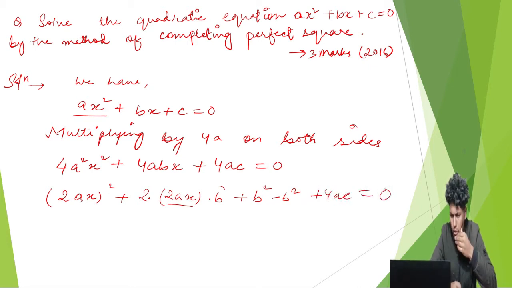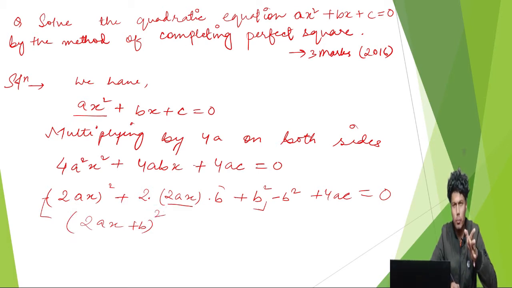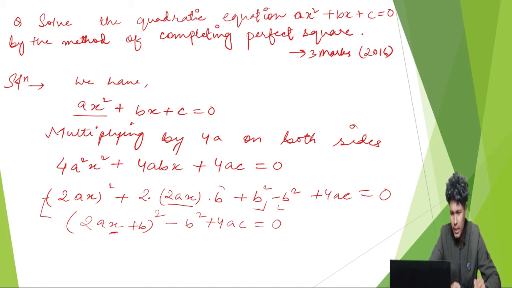Now we have made it into the formula a square plus twice ab plus b square. So till here we can write 2ax plus b whole square, a plus b whole square. I think it is quite clear. Now the rest: minus b square plus 4ac equal to 0. Now we need to find the value of x. So what we are going to do is transfer this whole part to the other side.